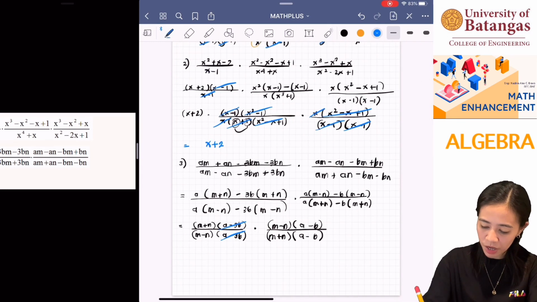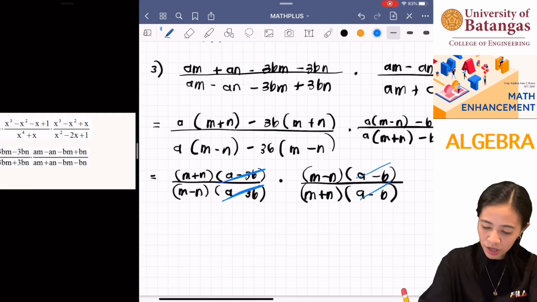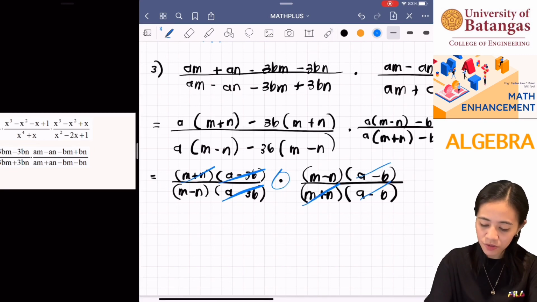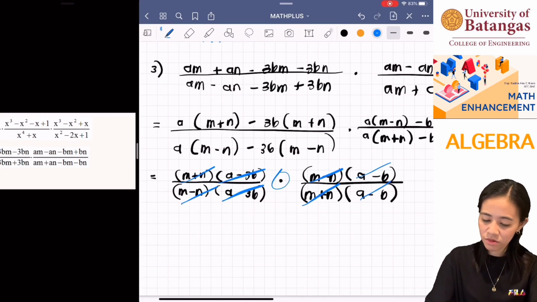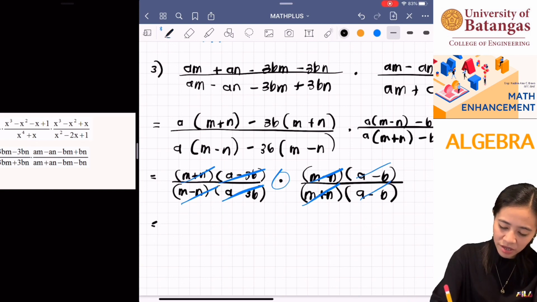So, cancel ko si a minus b. Cancel ko din si m plus n kasi multiplication to. Cancel ko din si m minus n. So, in short, ang sagot ay positive 1.